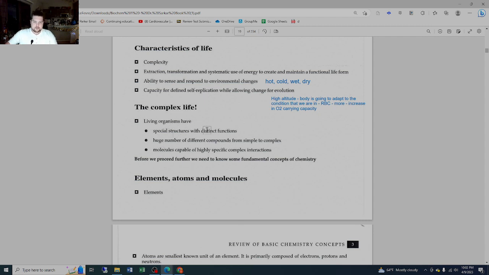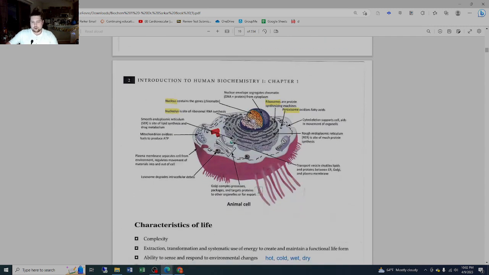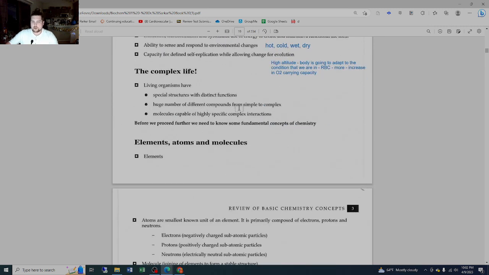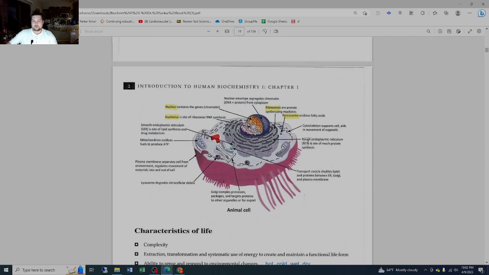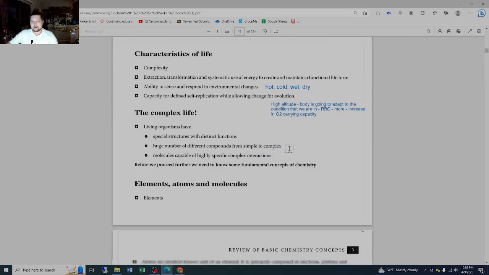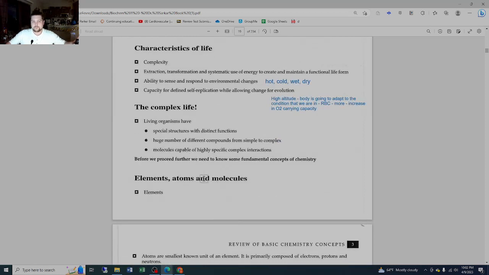So complex life. Living organisms have these two things: special structures with distinct functions, like I've said, looked at all of these up here. Huge number of different compounds from simple to complex. We'll get into some of those. And molecules capable of highly specific complex interactions. So those biomolecules, that's what we're going to be talking about, the reactions of those.